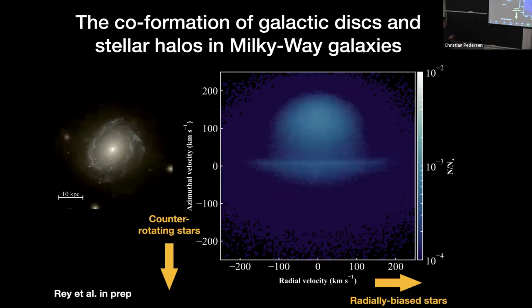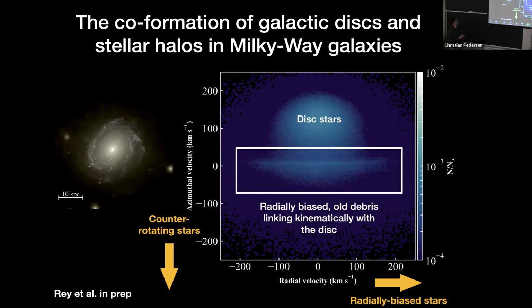And so here I'm showing you the azimuthal velocity, so where the stars are co-rotating or counter-rotating with the disk, as a function of their radial velocity. And the kind of spaceship-looking blob that you see here is the disk stars. They are turning at about 100 to 120 kilometers per second, which is about the rotational velocity of the disk.